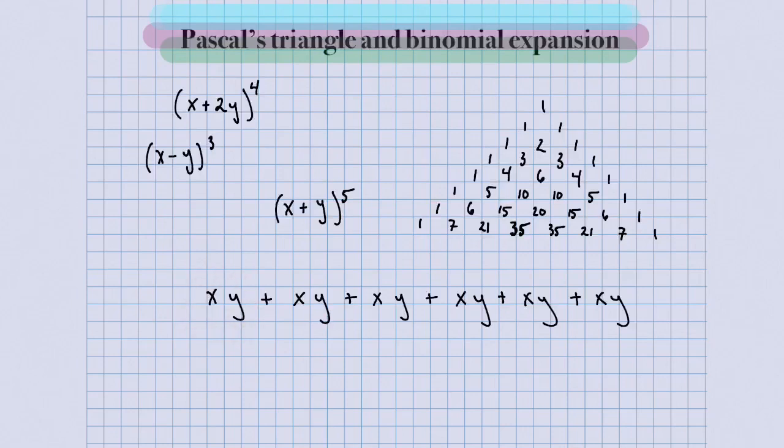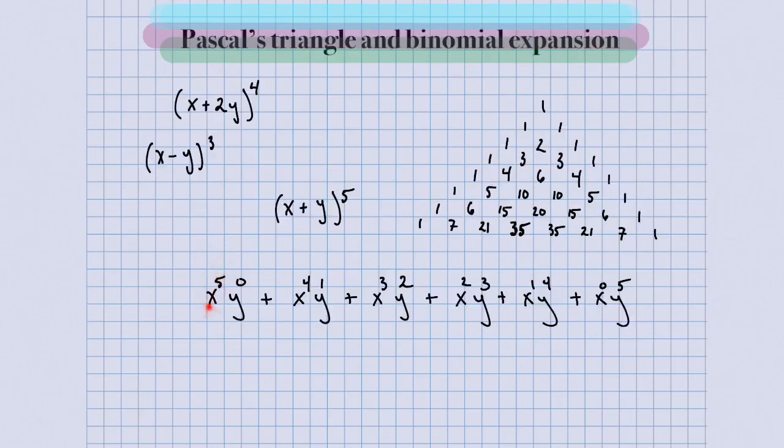And what we're going to do basically is this: the first term that we start off with, x is going to be to the fifth and y to the 0. Then for the next term, we reduce the x exponent by 1, and the y exponent increases by 1. So we're going to have x to the fourth, y to the first power, then x cubed, y squared, x squared, y cubed, x to the first, y to the fourth, x to the 0, and y to the fifth. Pretty simple pattern to follow.